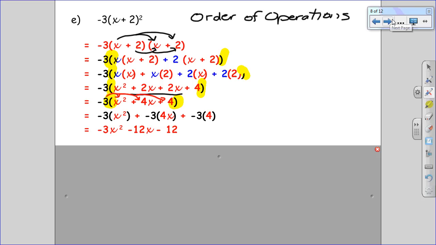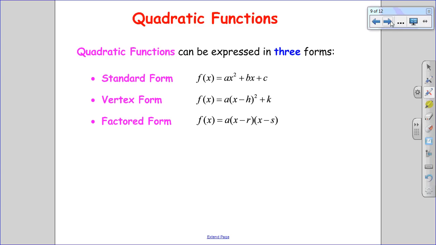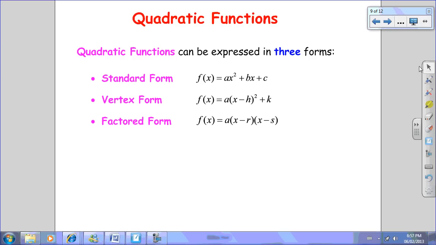And I bet by now you're wondering, why do you care? Because we've been talking about quadratics, and this looks a little bit like algebra. So we need to know what quadratic functions are. Quadratic functions are any function that can be expressed in any one of these 3 forms. You have standard form, where f of x is ax squared plus bx plus c. Vertex form, f of x is a times all of x minus h all squared plus k. And factored form, f of x equals a times all of x minus r, multiplied by all of x minus s.